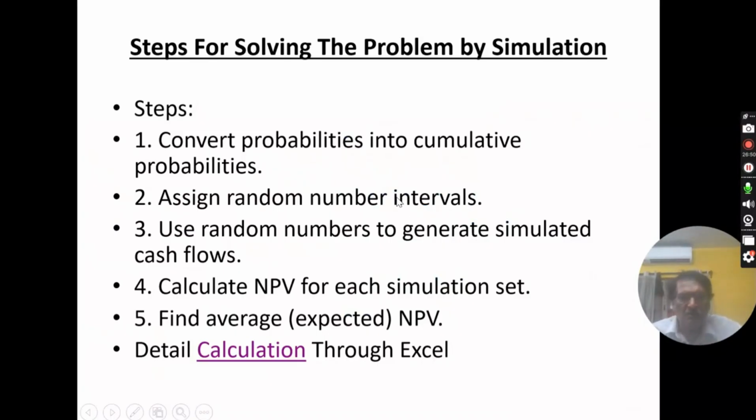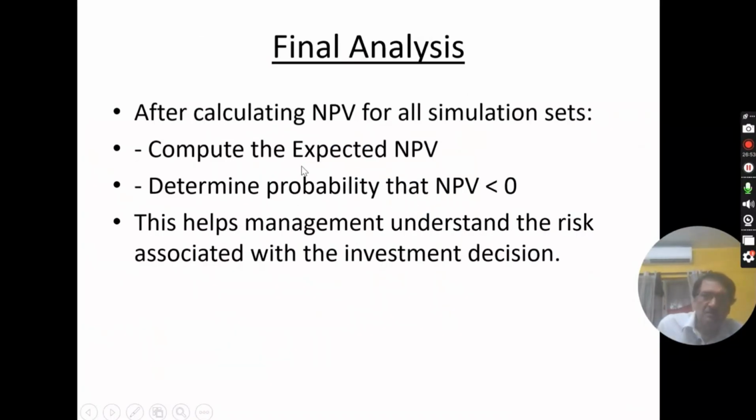This is the calculation part only. Now we have to summarize also. Financial analysis, summarize the result. After calculating NPV for all simulation sets, compute the expected NPV and determine the probability that NPV is less than 0. This helps management to understand the risks associated with the investment decision.